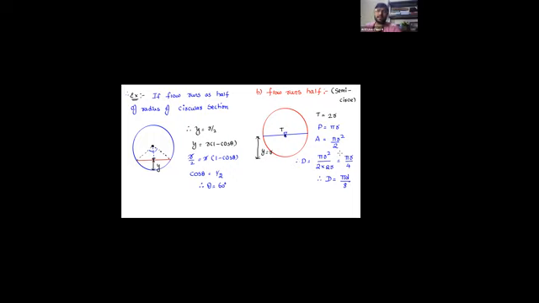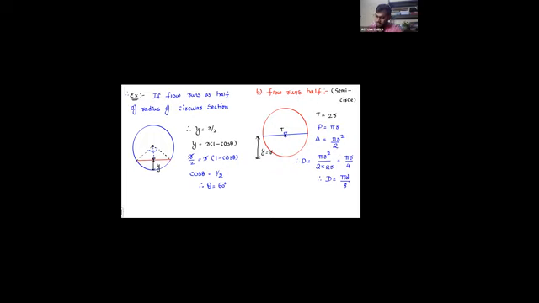Because what is r? r is nothing but the radius, right? So the radius is going to be half of the diameter of the circular section. So I can write the hydraulic depth is equal to pi d by 8.